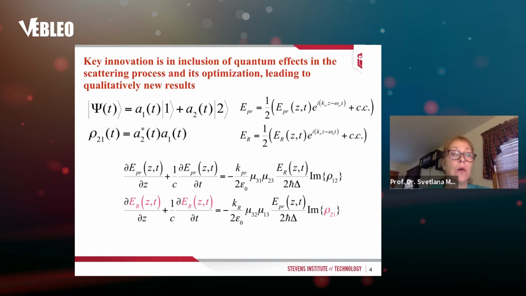Well, the molecular state is described within quantum mechanics theory, and here it is presented as a superposition of two vibrational states under consideration with the coefficients A1 and A2, which when squared provide the probability of the molecule to be in one state or another.